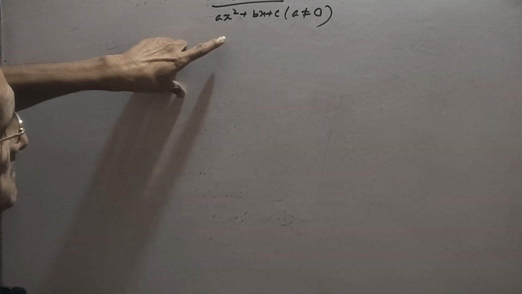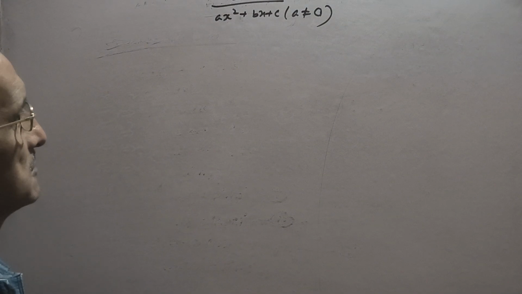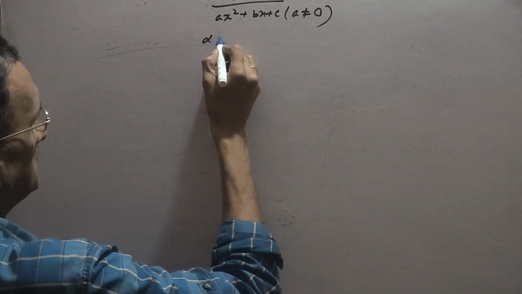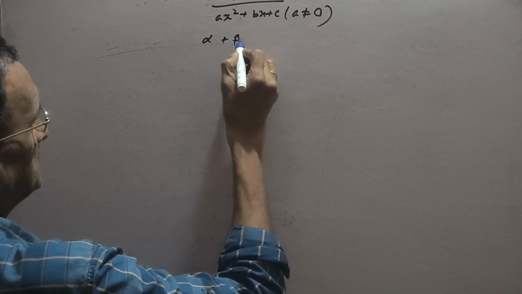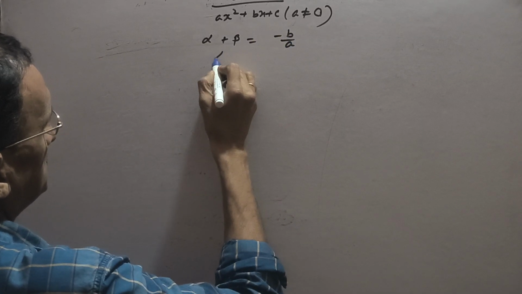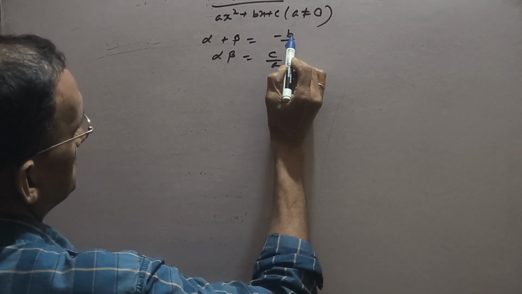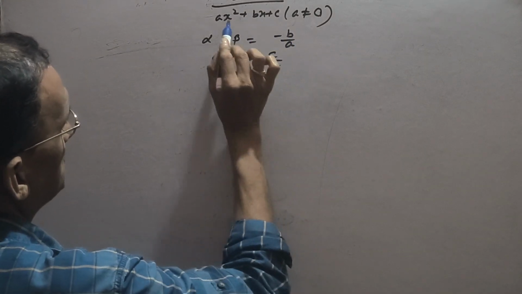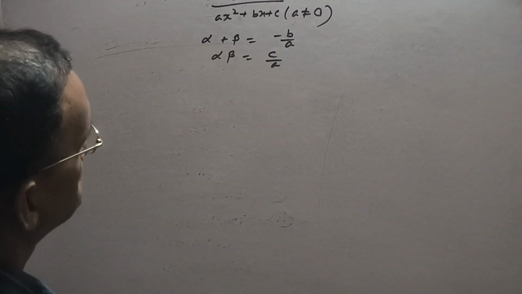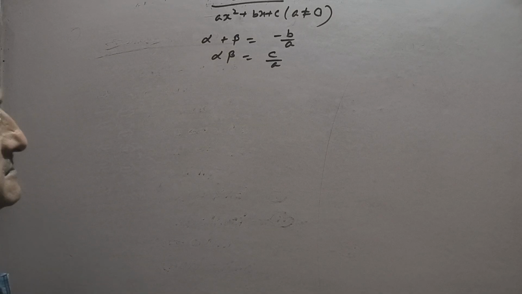A quadratic polynomial is a polynomial of degree 2, and the number of zeros of a polynomial depends on the degree of the polynomial. So two zeros are denoted by alpha and beta, and we have the sum of the zeros as minus b by a and the product of zeros is c by a. b is the coefficient of x, a is the coefficient of x square, and c is the constant term. So these two concepts were already made clear in the previous class.